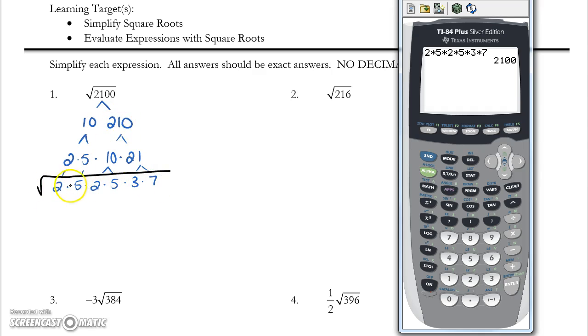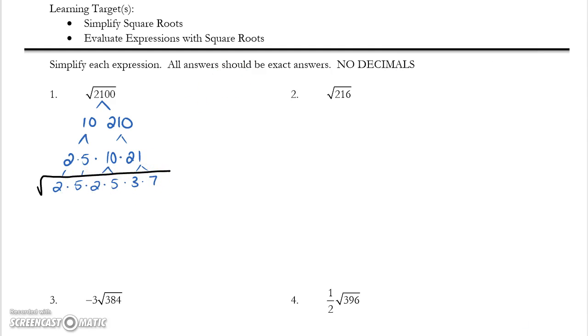Now that I have all of my prime factors, all of my prime numbers, I'm looking for pairs. A pair of 2s, a pair of 3s, a pair of 5s, a pair of 7s, something to that effect. In this case, here are two 2s. I'll draw this line to connect them. 2 times 2 is 4, so I know I can take the square root, and I'm only going to get one of them. Anything that pairs up, I pull out in front of my square root.